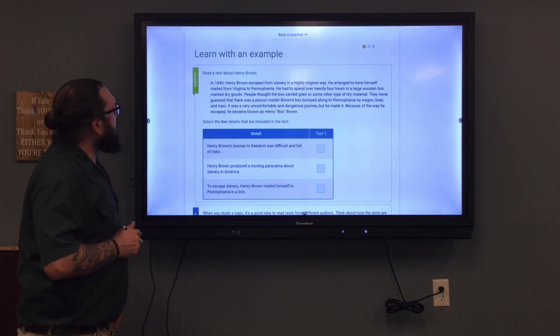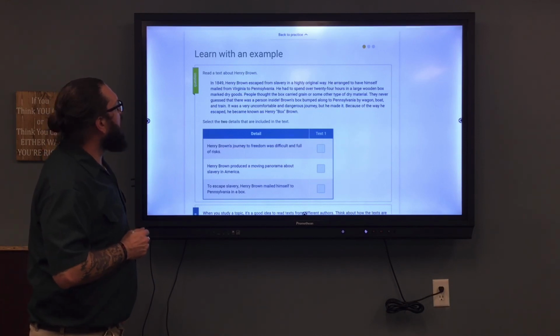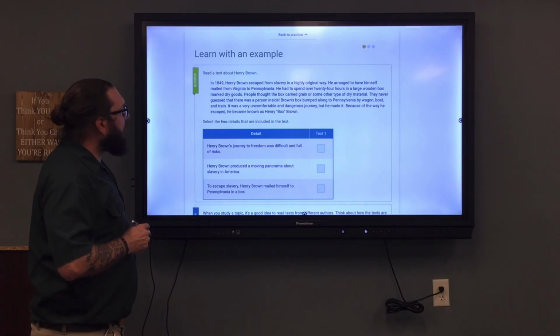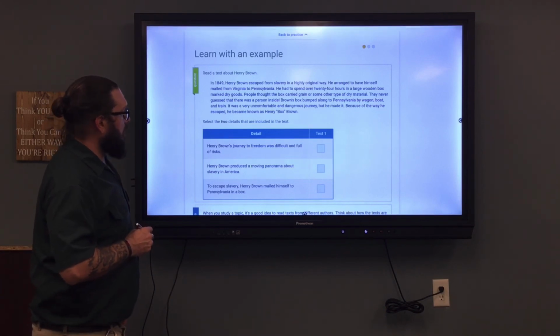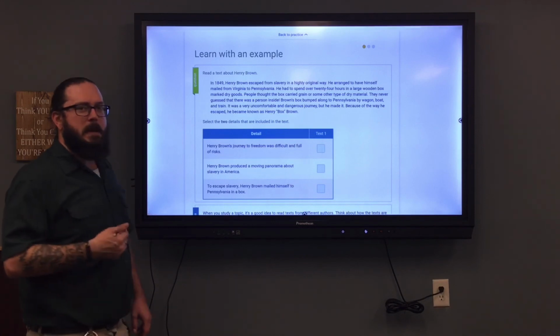In 1849, Henry Brown escaped from slavery in a highly original way. He arranged to have himself mailed from Virginia to Pennsylvania. He had to spend over 24 hours in a large wooden box marked dry goods. People thought the box carried grain or some other type of dry material. They never guessed that there was a person inside. Brown's box bumped along to Pennsylvania by wagon, boat, and train. It was a very uncomfortable and dangerous journey, but he made it. Because of the way he escaped, he became known as Henry Box Brown.